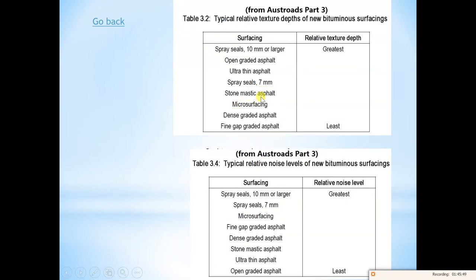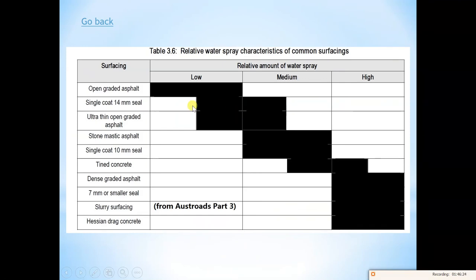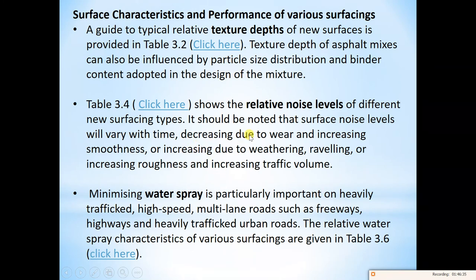So we have looked through which asphalts are good in texture. We know that open graded asphalt and the stone mastic are good, and for noise, which asphalts are the most quiet, there is the open graded asphalt as well, and stone mastic. So for the texture and noise, the open graded asphalt and the stone mastic are very good. I think the same goes for the water spray as well. Open graded asphalt performs quite good, and then the stone mastic is quite reasonable. We have talked quite a bit on the texture depth, the relative noise level and the water spray.